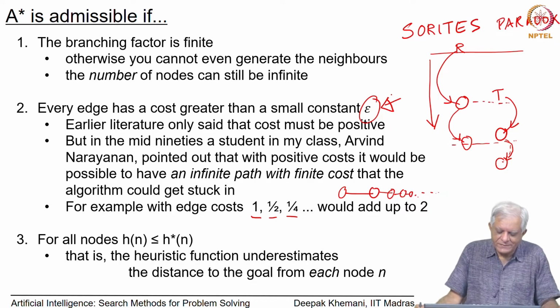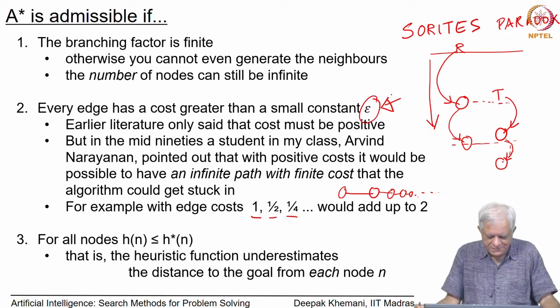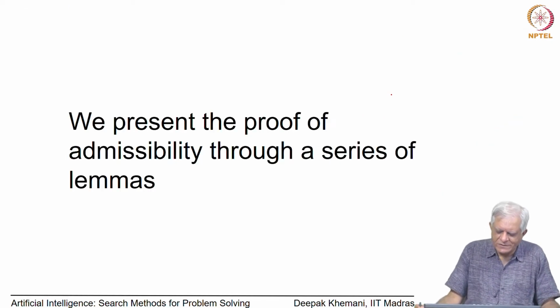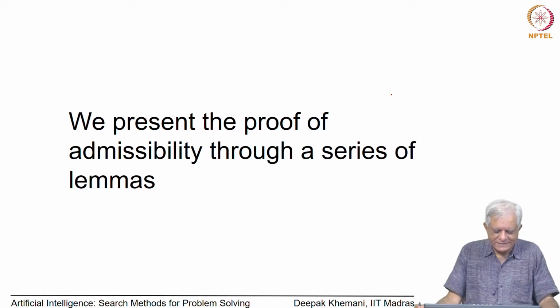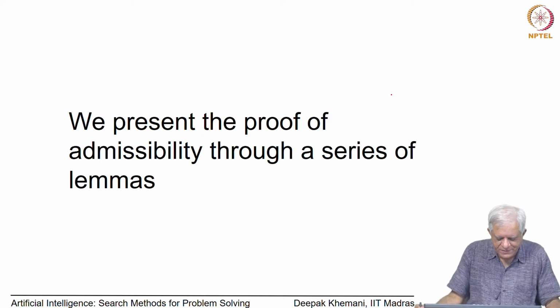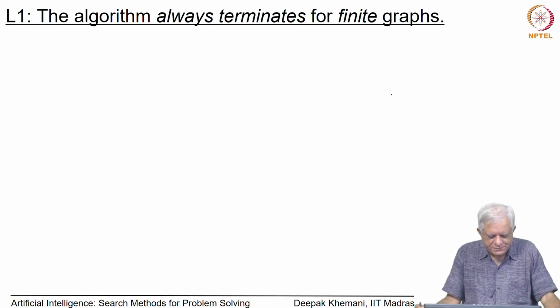The branching factor is finite, every edge cost is greater than some small value epsilon, and the heuristic function is an underestimating function. So, we will do this proof as was done originally by Hart, Nilsson and Raphael, through a series of lemmas. Essentially, lemmas are, as you know, small theorems or small results, as some people would say.